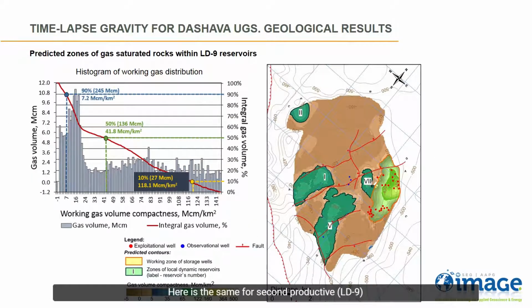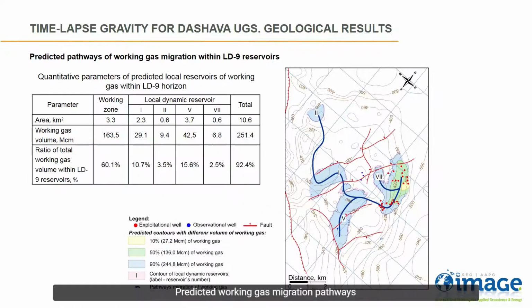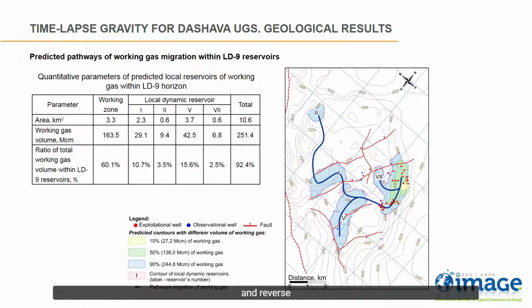Here is the same for the second productive LD9 horizon. There are 4 local dynamic reservoirs mapped apart from the working zone of the storage well. Predicted working gas migration pathways from the storage well to dynamic reservoirs and reverse are shown, also calculated volumes of working gas capacity within every local dynamic reservoir.